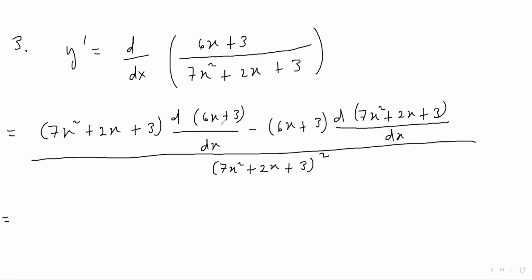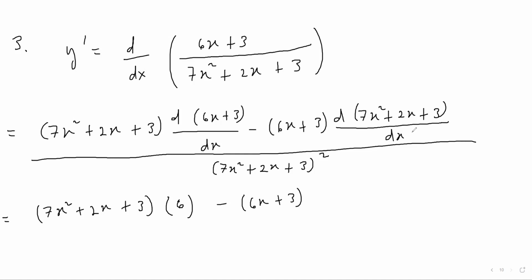Now you're going to differentiate these functions, starting with 6x plus 3. Let's write the 7x squared plus 2x plus 3 first. What is the derivative of 6x plus 3? If you differentiate 6x, you get 6, and if you differentiate 3, you get 0. So you just put 6 here. Then you go minus 6x plus 3.